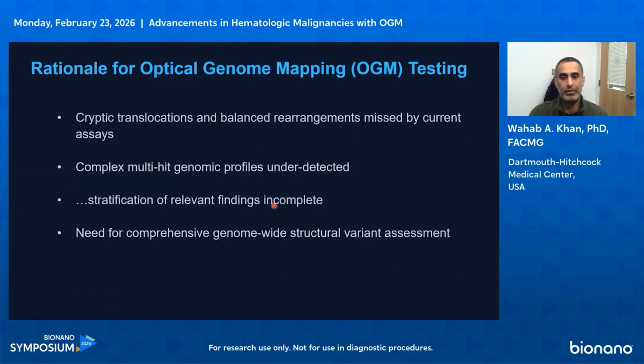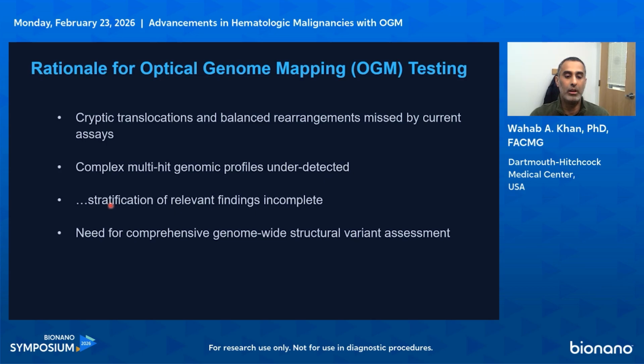So the rationale for us pursuing OGM in this case was to allow for the detection of these cryptic rearrangements, as well as balanced rearrangements that are often not possible to pick up with current assays, and also, given the genome-wide nature of this approach, with the power of being able to pick up the structural events, to look at these multi-hit genome profiles, and can we actually detect those? And the running hypothesis in this clinical research cohort was that they may be under-detected, given how we have been ascertaining or assaying this leukemia.